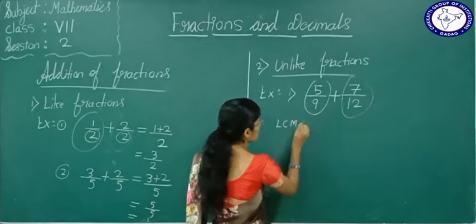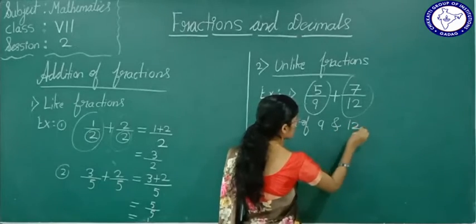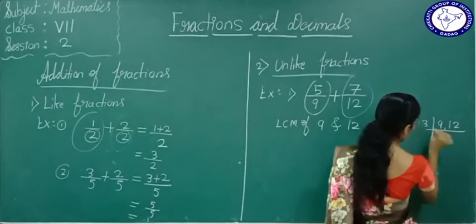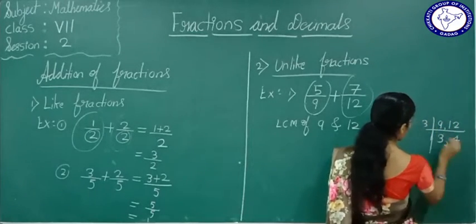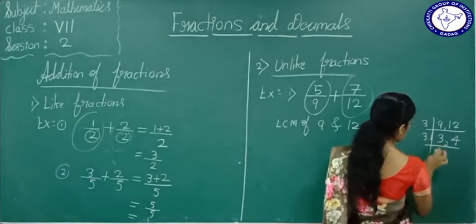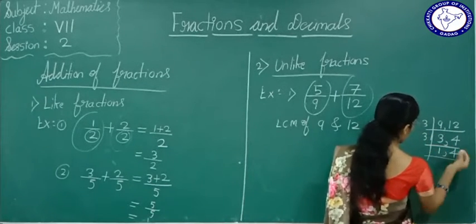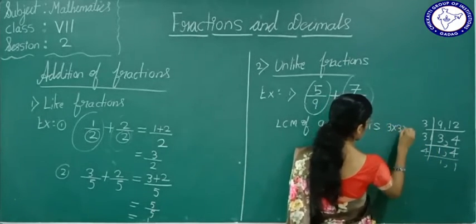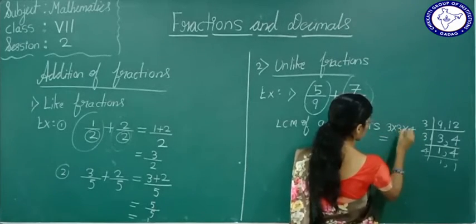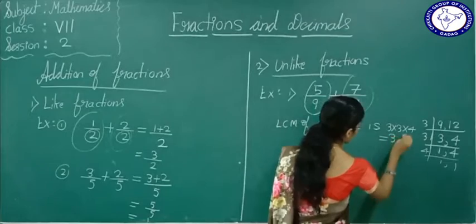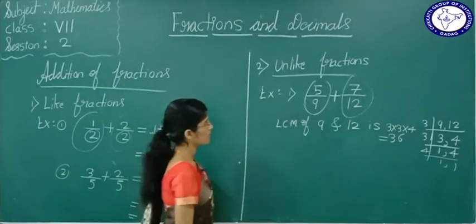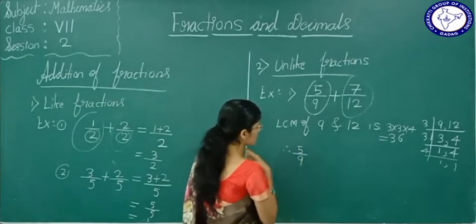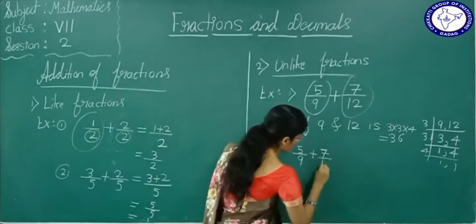See, the LCM of 9 and 12. What is the LCM of 9 and 12? 9, 12. 3 3s are 9, 3 4s are 12. 3 1s are 3, and 4 I will keep as it is. So the LCM is 3 into 3 into 4. 3 3s are 9, 9 4s are 36. 36 is the LCM.